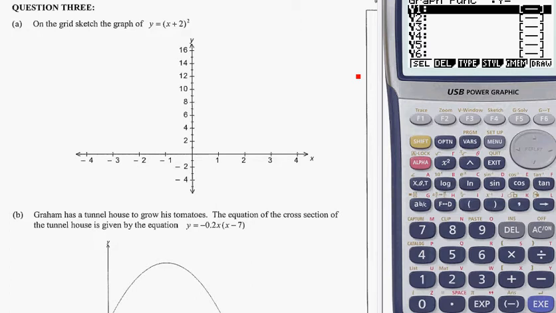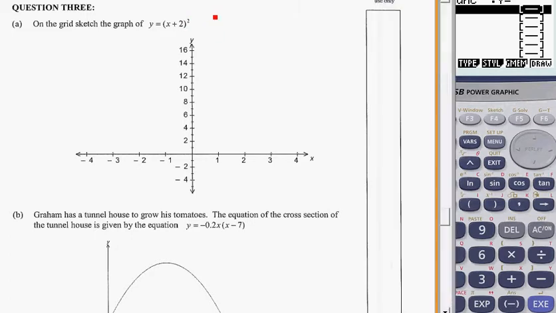Right, this is the end of topic test question 3. First one we're asked to graph is this. Now I know that's the graph of a quadratic, and so the shape of the graph will be a parabola. It's all positive, so I know it should end up looking like that.